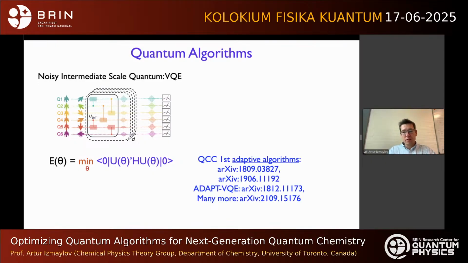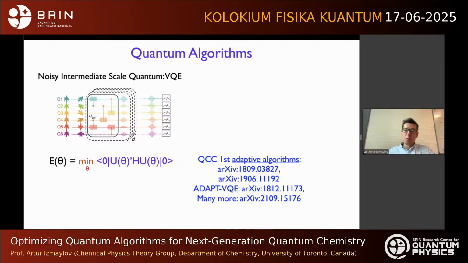Now, quite a few methods have been developed for constructing unitary transformations that are compact and generate the solutions for this eigenvalue problem relatively quickly and accurately. These are a list of references. I want to say that one of the first algorithms my group developed was qubit coupled cluster theory, and it's the first adaptive algorithm suggested.